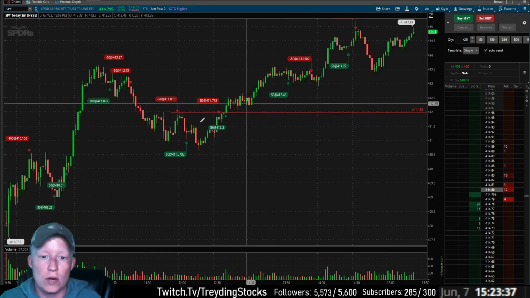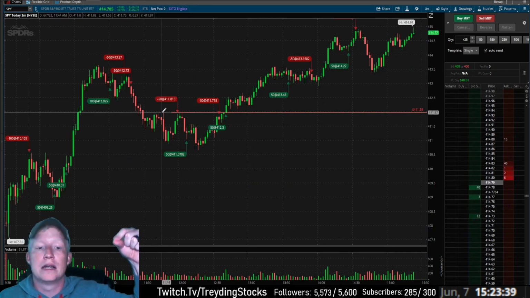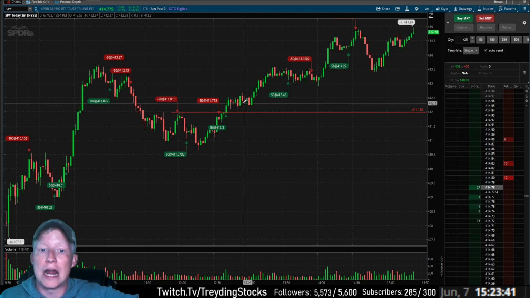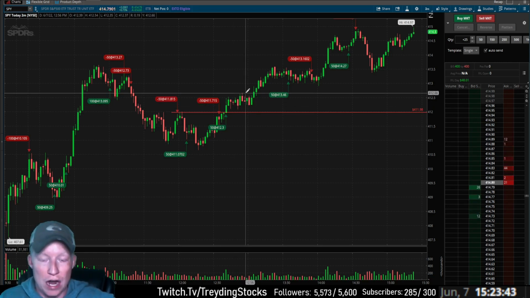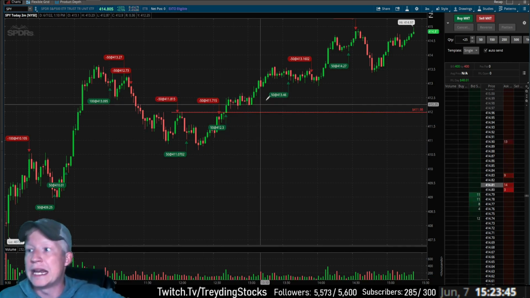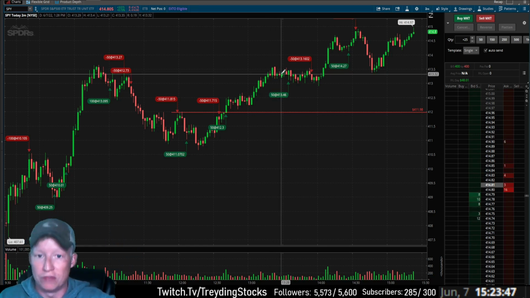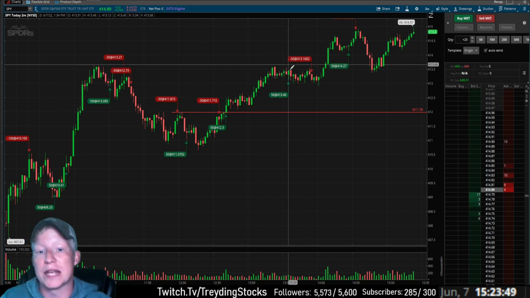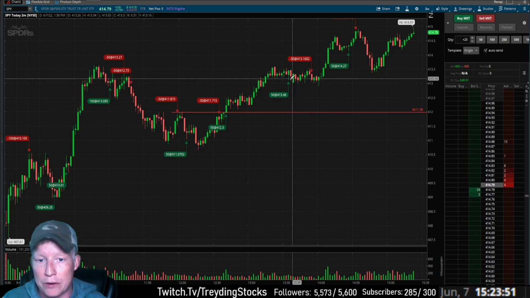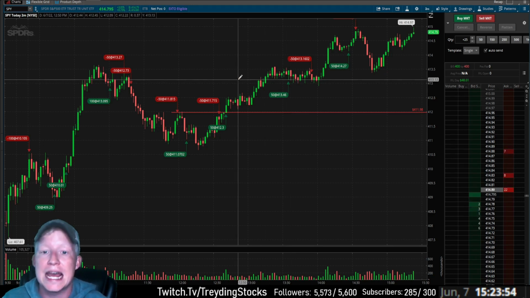We have now broken out of the higher high. We've now made a higher high. We just made a higher low. We made another higher high. We are definitely in an uptrend now, right? So we flip the bias. We start going long. We get long on the dip when SPY breaks down to level at 413.46.